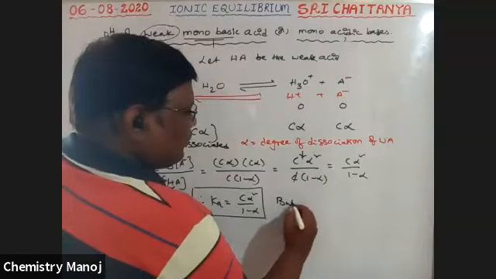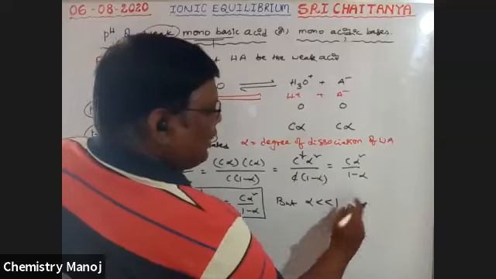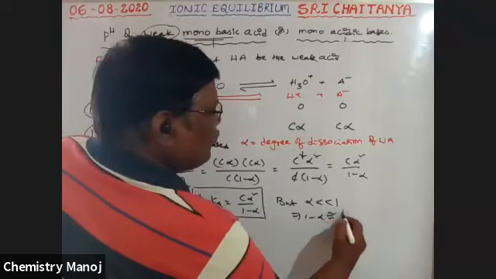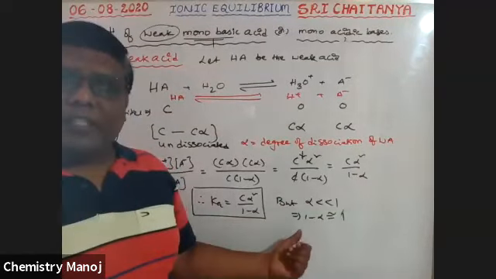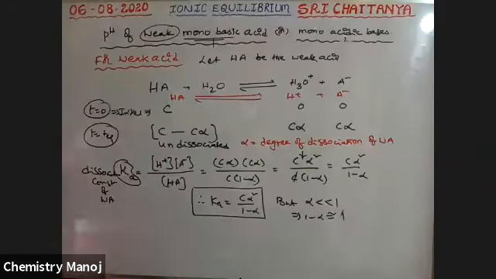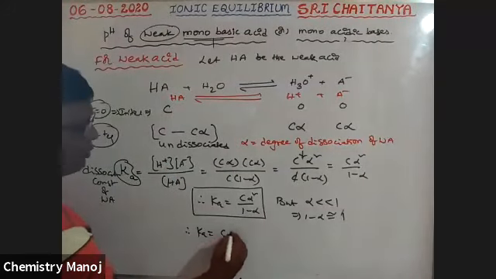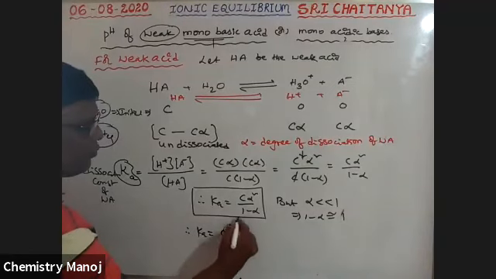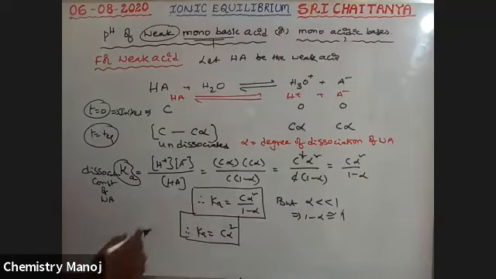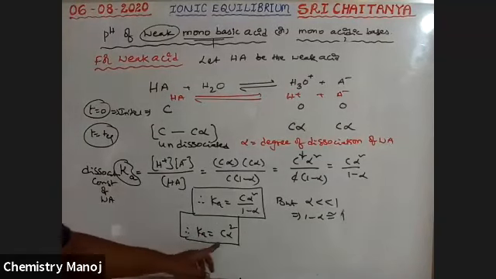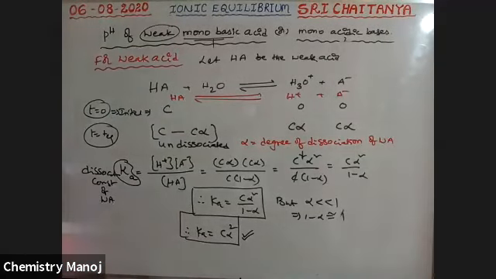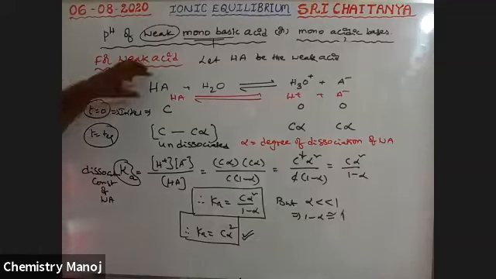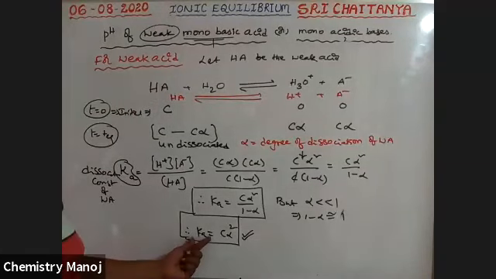But alpha is much less than 1. That implies 1 minus alpha is almost equal to 1, because alpha is negligible in this case. Therefore, Ka is equal to C alpha square. So if alpha is neglected, Ka is equal to C alpha square. This is the formula we frequently use for weak acids, where the dissociation constant Ka is equal to C alpha square.